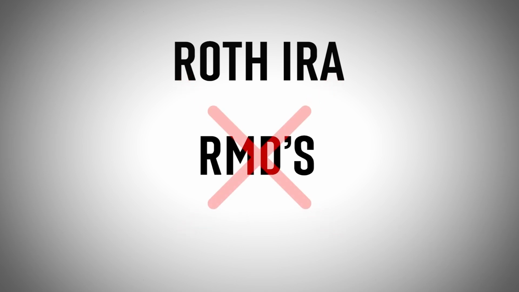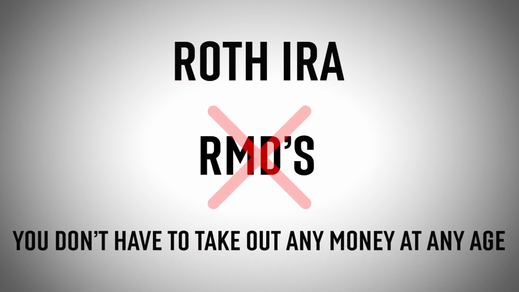Which, by the way, unlike traditional IRAs, there are no RMDs, which are required minimum distributions, meaning you do not have to pull out any money from your Roth IRA no matter what age you are.